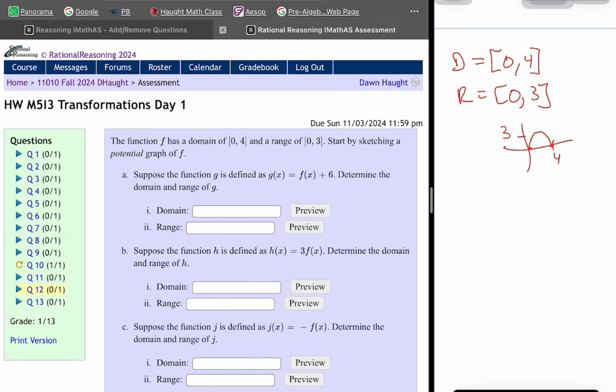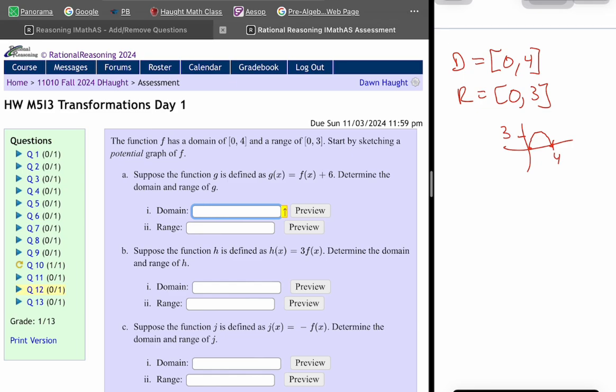Has to hit a height of 3. It has to go from 0 to 4. There's the graph. Okay. Suppose that g is defined as g of x equals f of x plus 6. Determine the domain and range. It's exactly the same thing.